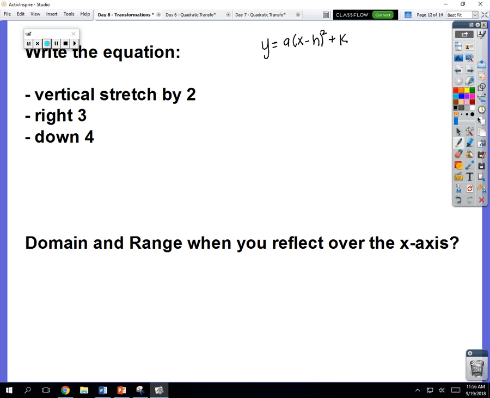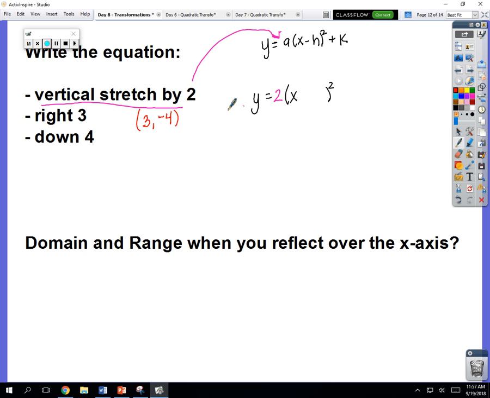So if I was going to do it in vertex form, remember that this vertical stretch by 2 goes where a is. So I've got y equals, and to show that it's been vertically stretched by 2, I'm going to put a 2 here for a. And then I have x. The vertex of this, let's see, right 3 would be positive 3, down 4 would be negative 4. So the vertex is positive 3, negative 4.